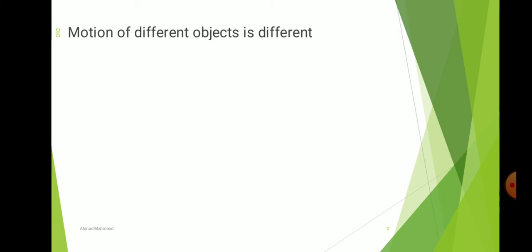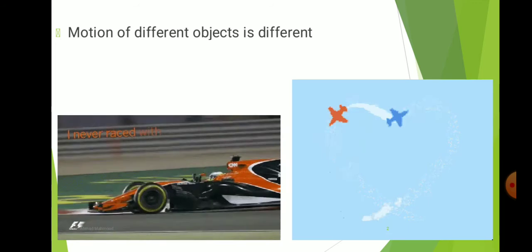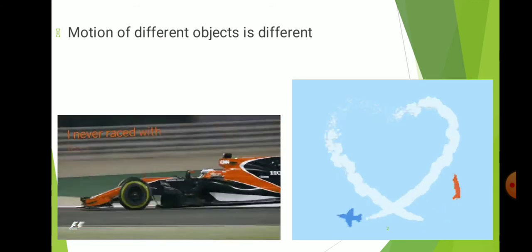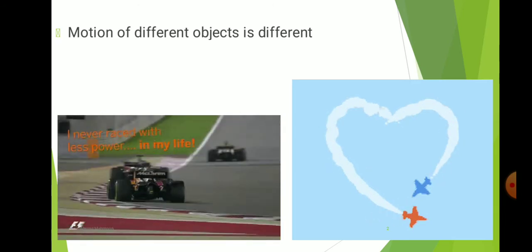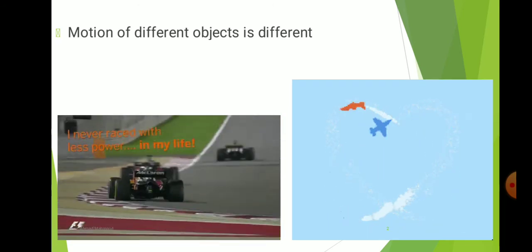Okay, let's start. Motion of different objects is motion. Kinematics is actually related to the motion of the objects. So we can observe in our daily life different objects, for example, a car moving on the road, a plane flying in the sky, a man walking on the road. Everyone has its unique motion, right? Everyone has a different type of motion.